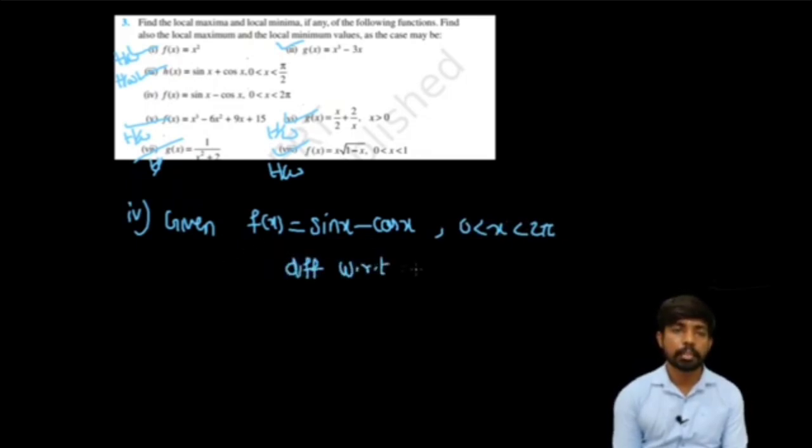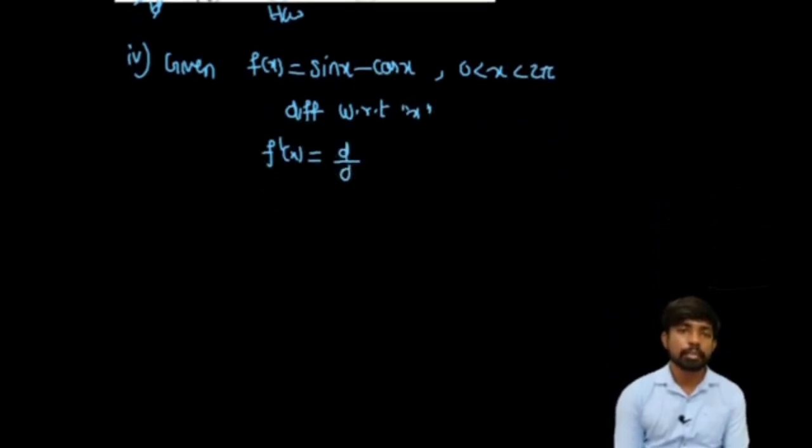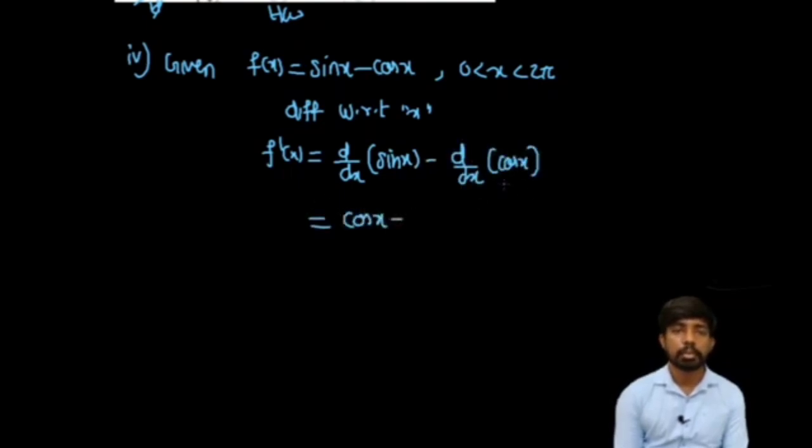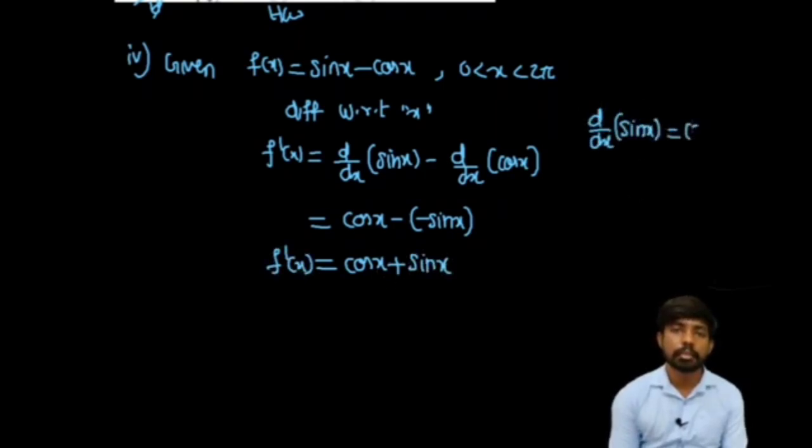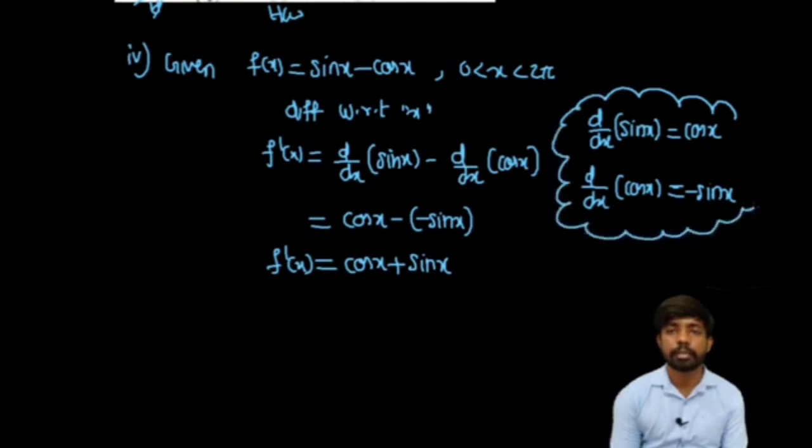Differentiate with respect to x. So f dash of x is equal to differentiation of sin x minus differentiation of cos x. Differentiation of sin x is cos x, and differentiation of cos x is minus sin x. So minus into minus is plus, giving cos x plus sin x. f dash of x is equal to cos x plus sin x. Here we know the differentiation formulas: differentiation of sin x is cos x, and differentiation of cos x is minus sin x. So we substituted the formulas here and got f dash of x.